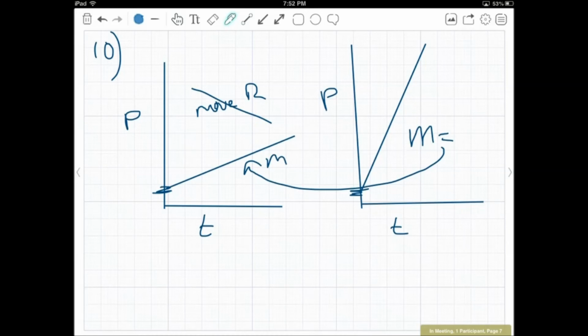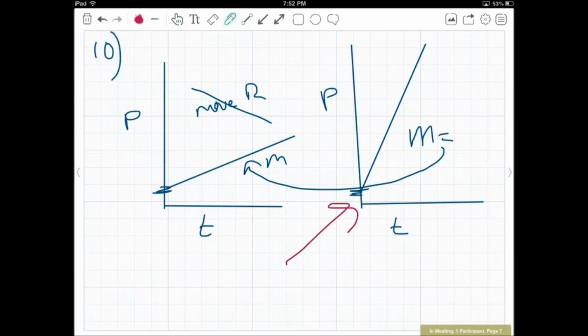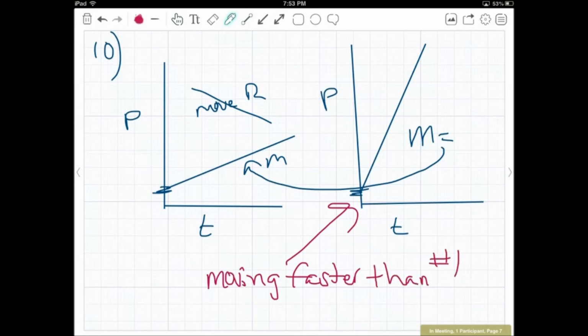So what we can say is, whatever this object is, let's say this is graph 2. So object 2 is moving faster than the first one. Moving faster than number 1. In other words, the velocity of graph 2 has to be bigger than the velocity of graph 1 because the slopes are your velocity.